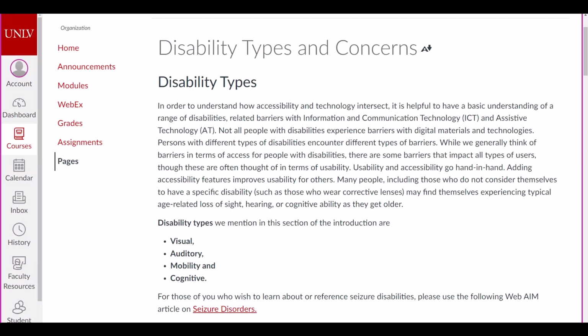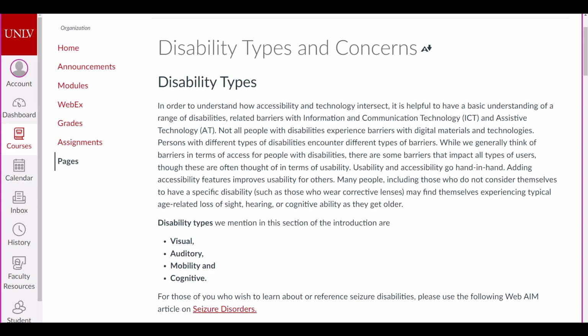Disability types and concerns. In order to understand how accessibility and technology intersect, it is helpful to have a basic understanding of a range of disabilities, related barriers with information and communication technology, or ICT, and assistive technology, or AT. Not all people with disabilities experience barriers with digital materials and technologies. Persons with different types of disabilities encounter different types of barriers.